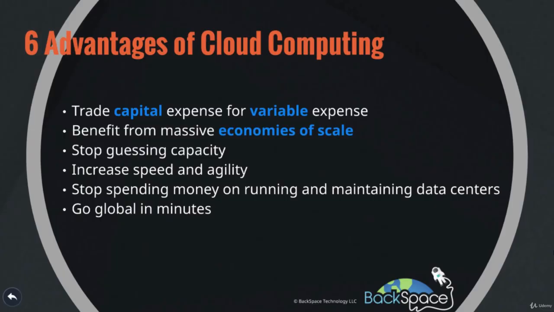Next, we can stop guessing capacity. We're going to have an elastic infrastructure that can vary according to our needs. We don't need to guess our capacity to purchase fixed assets. We are going to be using a service that is going to be able to accommodate our needs into the future. Next, we're going to be increasing our speed and agility to get our services and products to market quickly. We can launch an infrastructure on AWS within minutes, and we can be up and running in a very short amount of time.